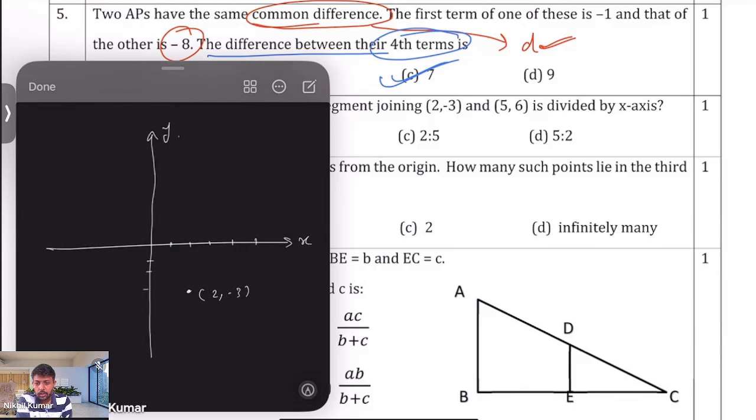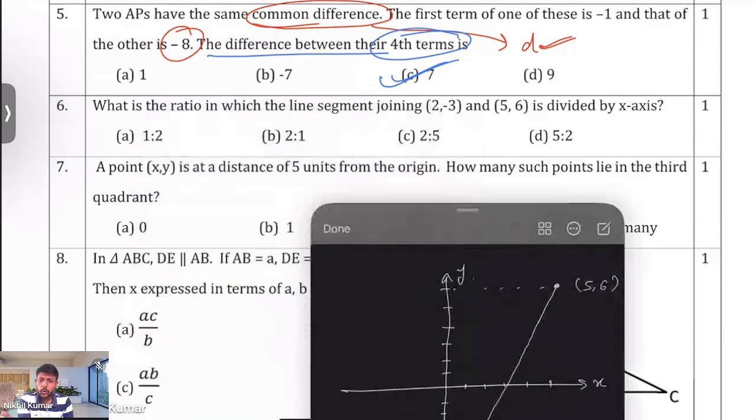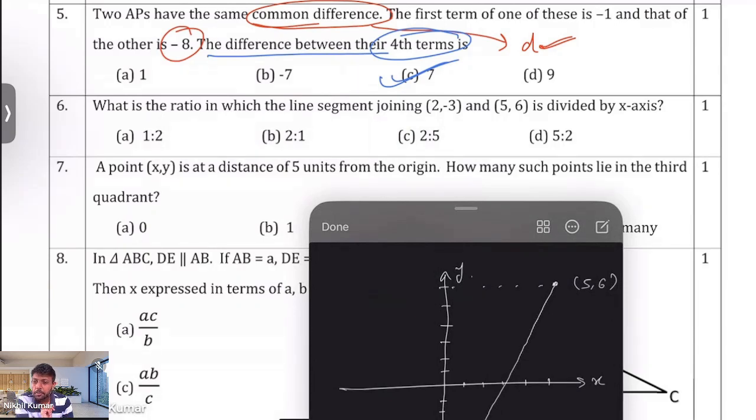It's not needed, you do not need to do it in your exams. Of course, these are objective questions, so you don't need to do that. So yeah, 1 2 3 4 5 6. Somewhere around here would be the next point, and it comes like that. This is 5 comma 6. So this is our line, and the question is asking what is the ratio in which the line segment joining these 2 points is divided by the x-axis.